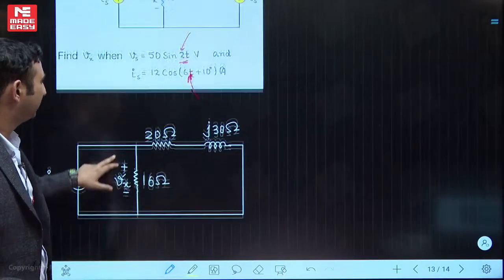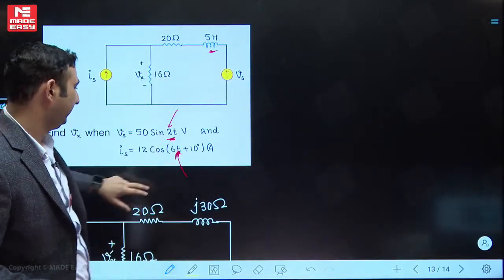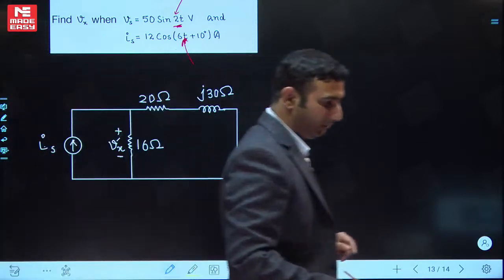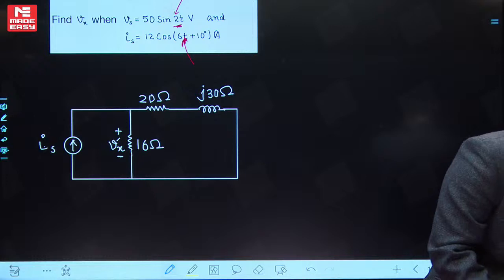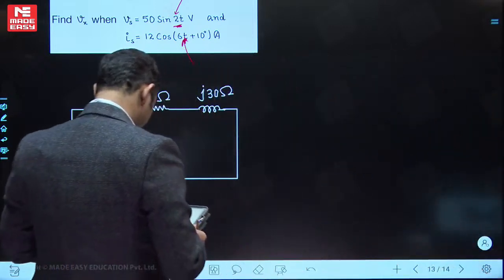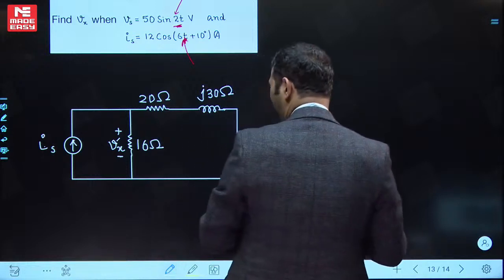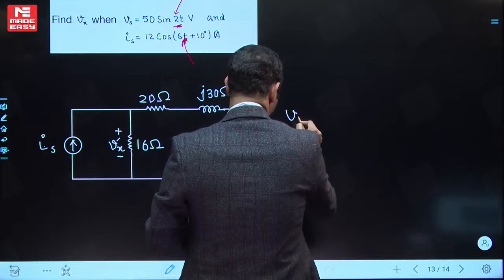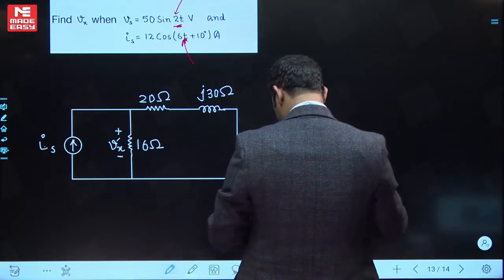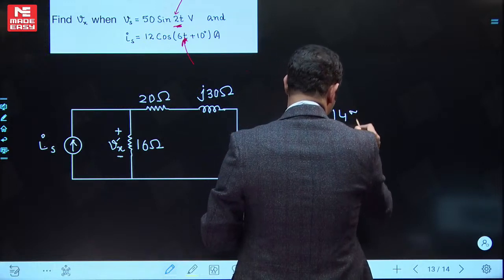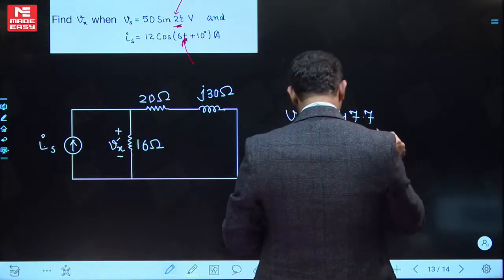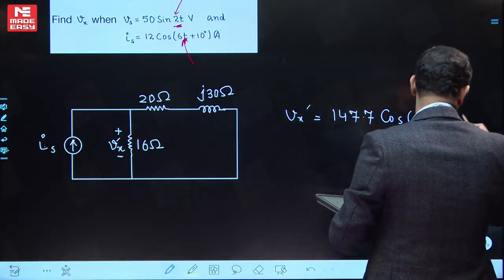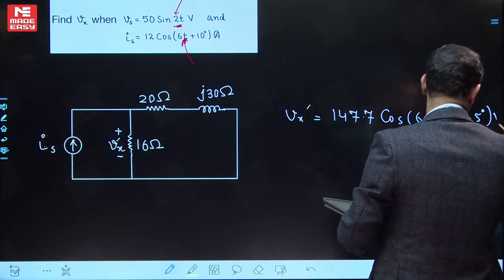At the current source the frequency is 6, so 6 into 5 is j30, and Vx dash by current division, and you will get your answer. Let me tell you the answer. When you solve this, you can go with current division or with impedance, whichever method you want to apply is okay. So in the first case Vx dash will be equal to 147.7 cos of (6t plus 26.5 degrees) volts.